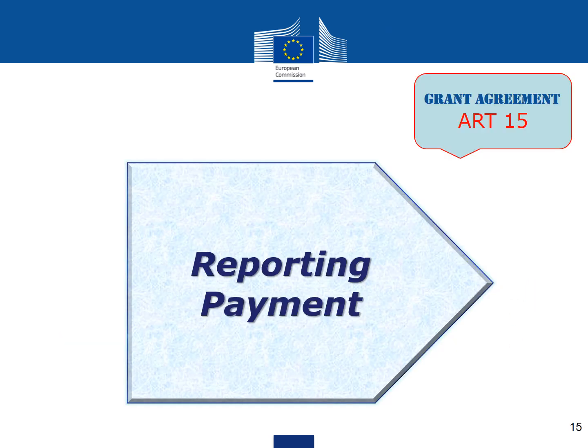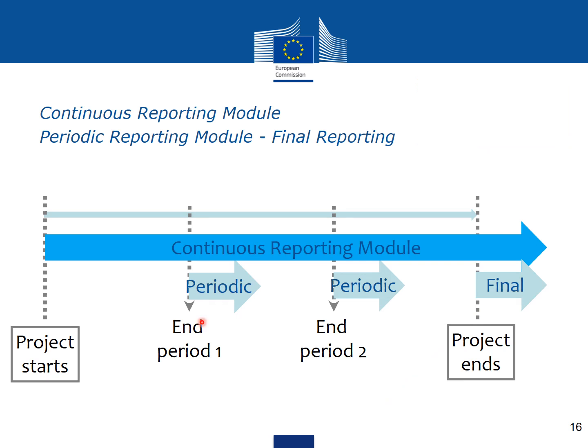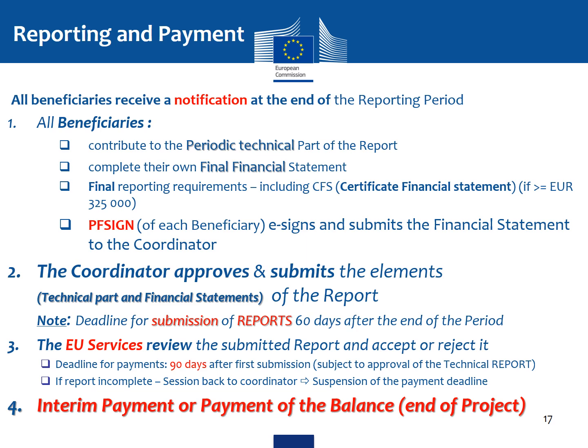Let's talk about the periodic reporting process. As you see here, the periodic reporting process starts at the end of each period and goes up to the final period. This is the procedure for the reporting and payment. All beneficiaries receive a notification at the end of the reporting period.